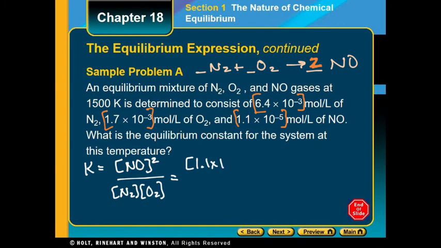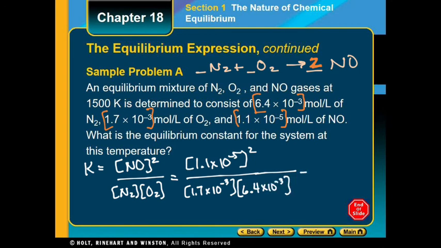So 1.1 times 10 to the negative 5th, that is squared, over 1.7 times 10 to the negative 3, and I think I've got these numbers backwards. That's actually oxygen's value, but since oxygen and nitrogen are both in the denominator, it will not matter. Times 10 to the negative 3, and they're multiplied. And when we look at this right here, get your calculator out, do a little bit of math. You will get 1.1 times 10 to the negative 5.